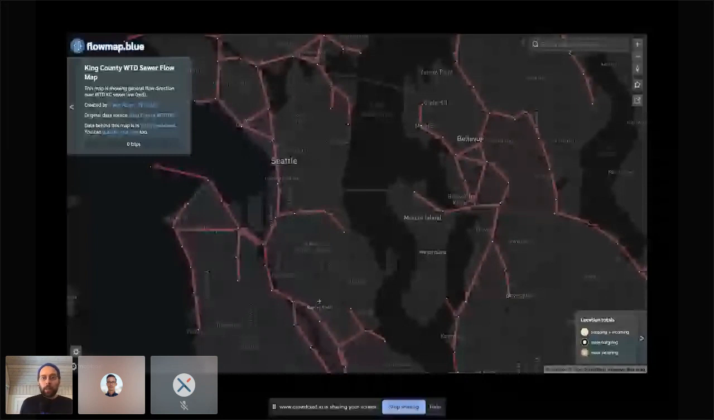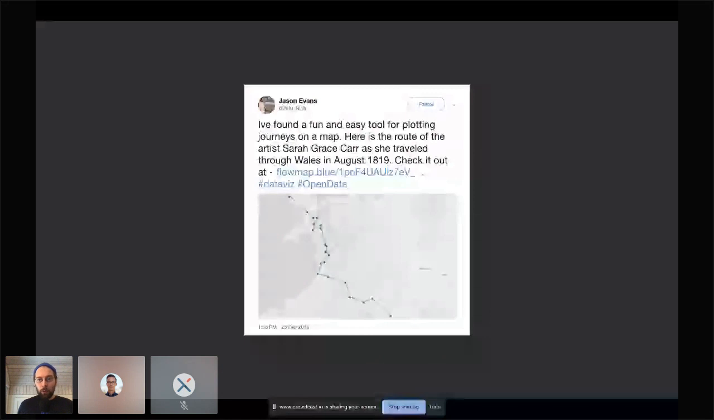Also, people started to use Flowmap.blue in unexpected ways. For instance, by producing traces of movement. Like here, somebody created a historical trace of a historical journey by just specifying the origins and destinations of the trace as OD data.